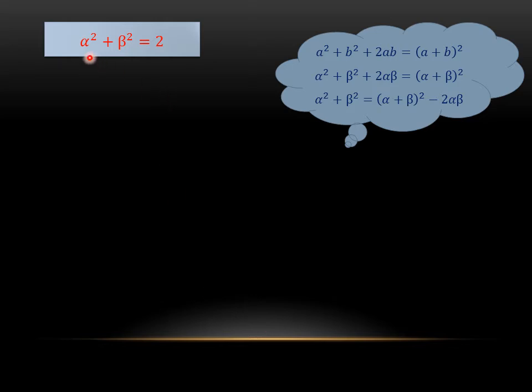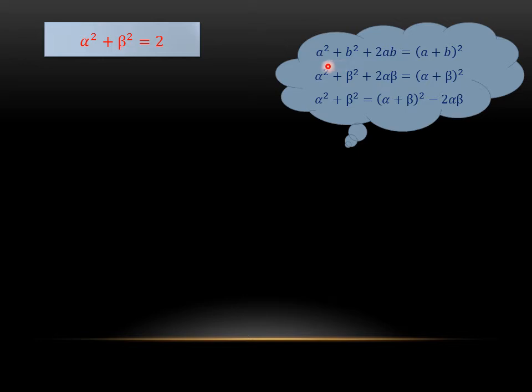That is the equation that we made in the last step: alpha square plus beta square is equal to 2. As you know, we don't have the value of alpha square plus beta square. We have two values, which are alpha plus beta and alpha beta. We don't have the value of alpha square plus beta square. So come to the rough work.